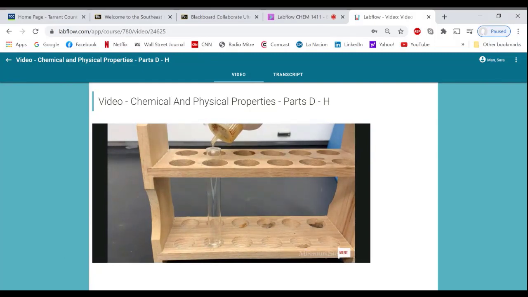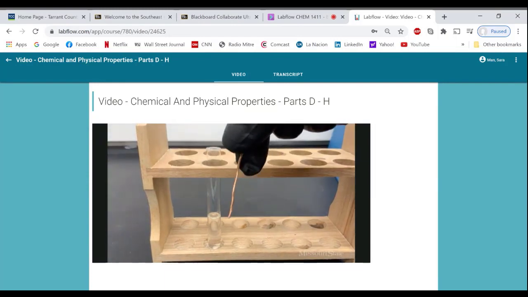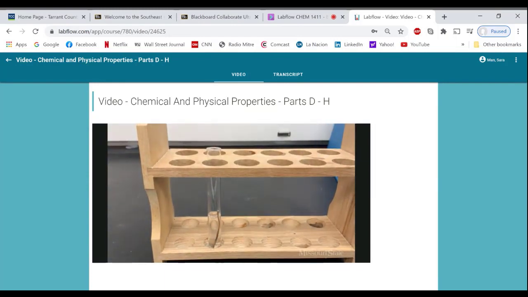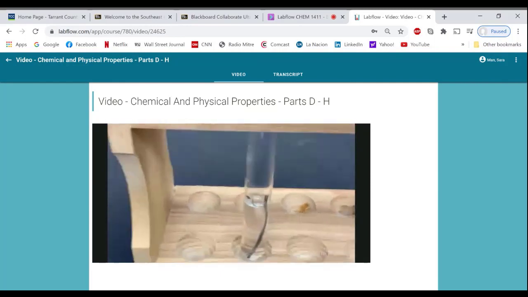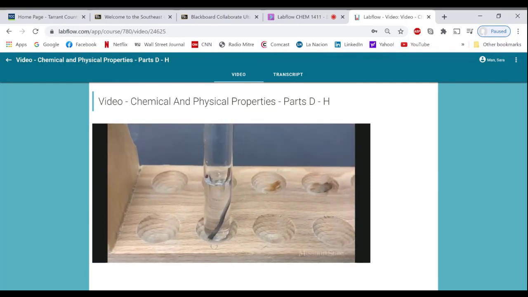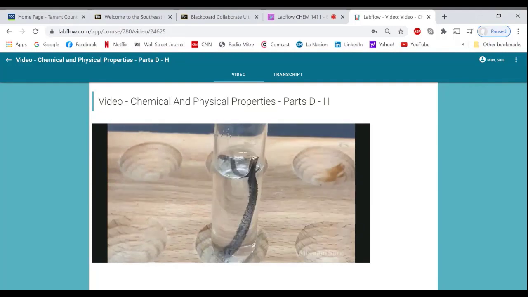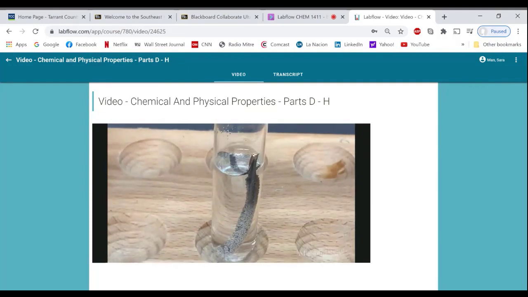Mixing copper with silver nitrate. Look, silver nitrate has no color. And now a piece of copper we add inside the solution. Pay attention. The good thing is that you can observe this as many times as you want. Look how the color is changing.